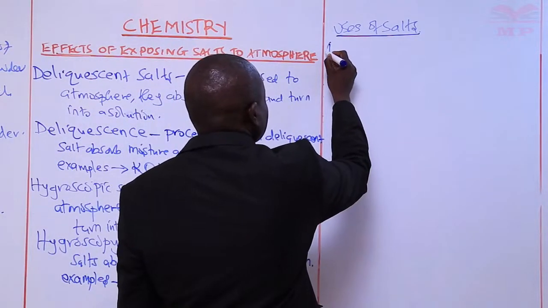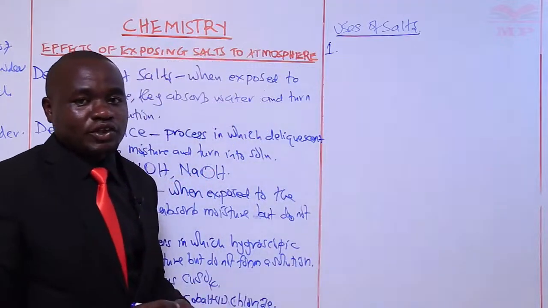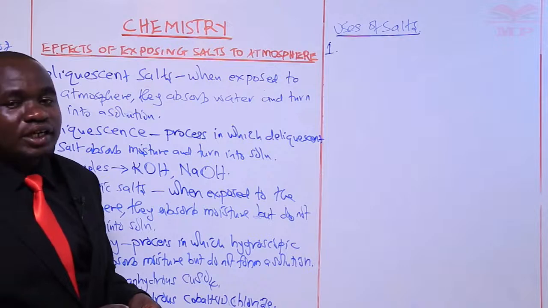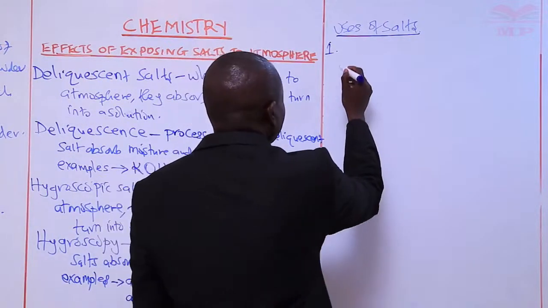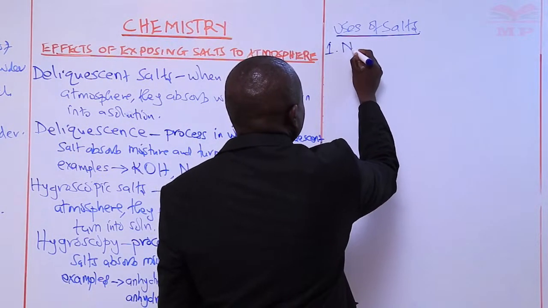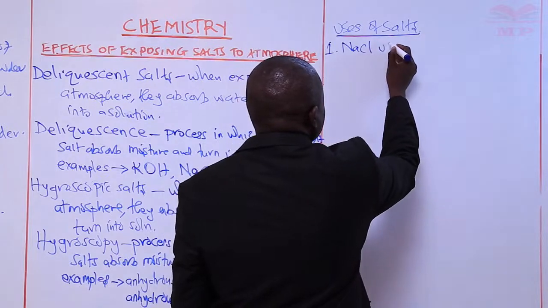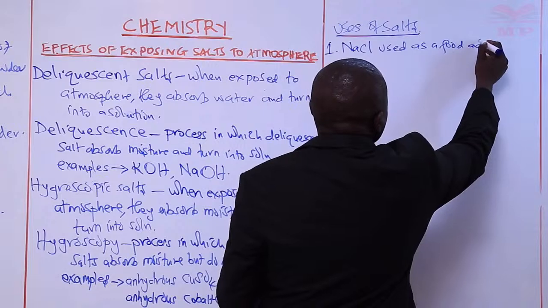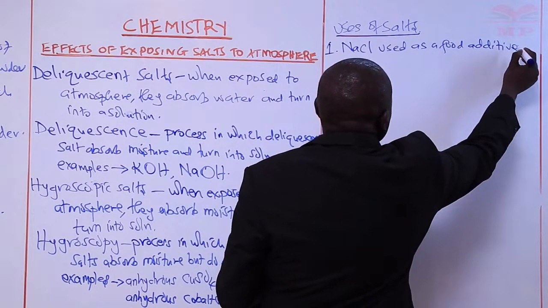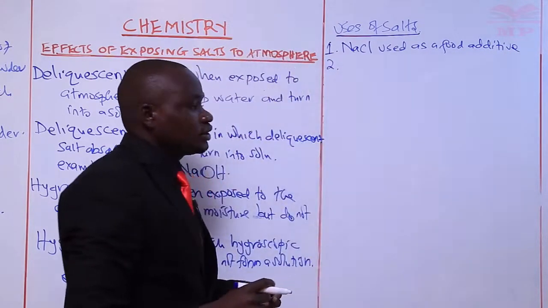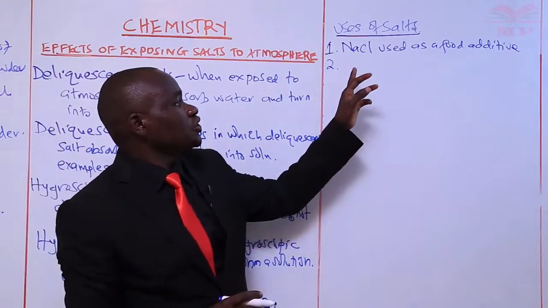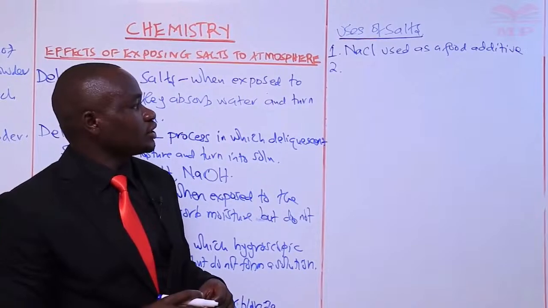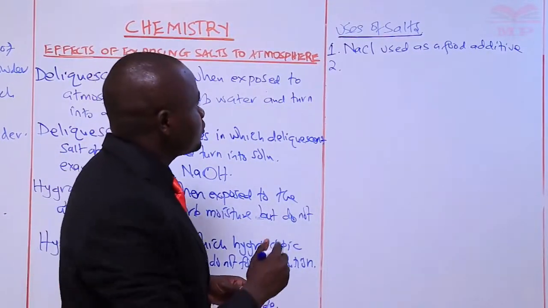So the first use, we talk about sodium chloride. Sodium chloride, we use it as a food additive. So number one, sodium chloride is used as a food additive. That is use number one. We said sodium chloride is a salt. Therefore, we find its use as a food additive.